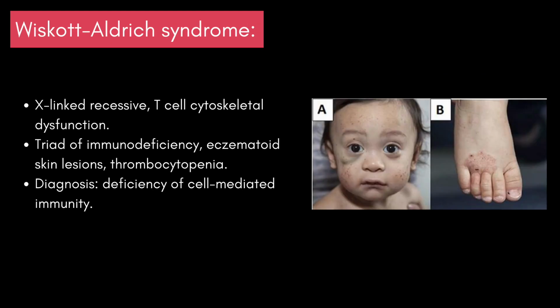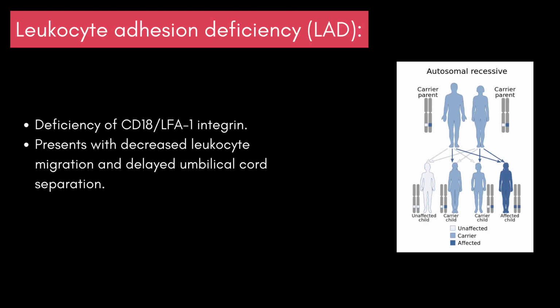Moving on. Next, let's take a look at Wiskott-Aldrich syndrome, X-linked recessive T-cell cytoskeletal dysfunction, triad of immunodeficiency, eczematoid skin lesions, thrombocytopenia. Diagnosis, deficiency of cell-mediated immunity. Moving on. Next, let's take a look at leukocyte adhesion deficiency, also known as LAD, deficiency of CD18/LFA-1 integrin, presents with decreased leukocyte migration and delayed umbilical cord separation.